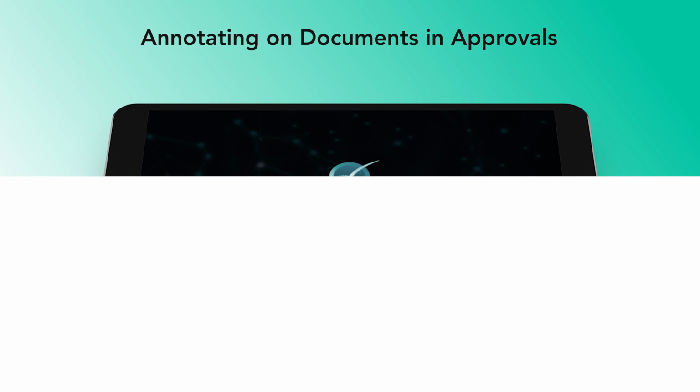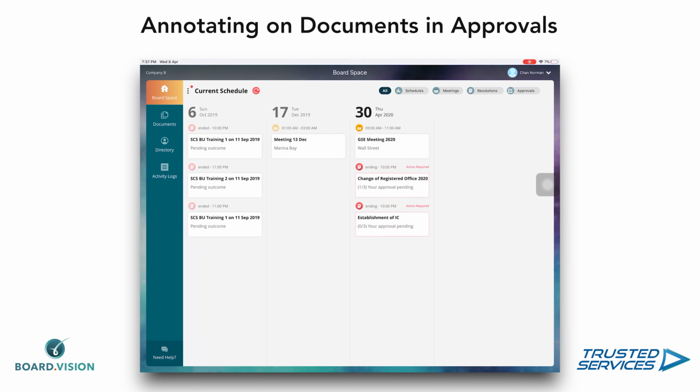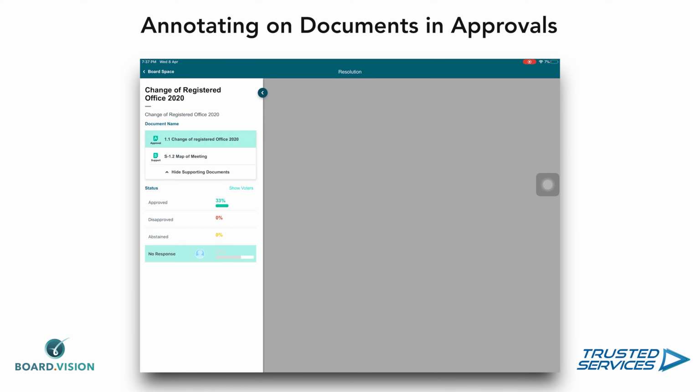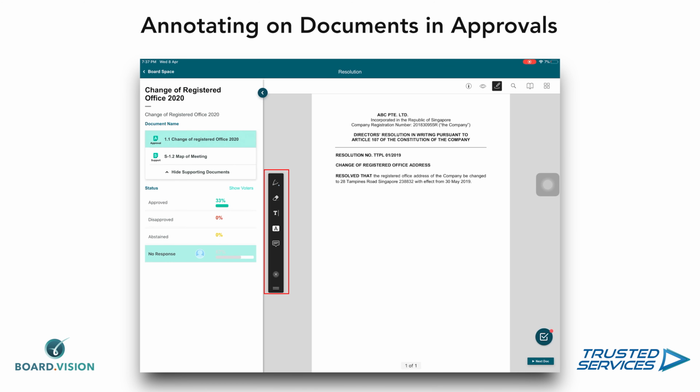To annotate on documents, open the document you would like to review or annotate on. Locate the annotation toolbar. Choose the tool pen, insert text, highlighter, or add notes to start annotating the document. Annotations are saved automatically in the system.